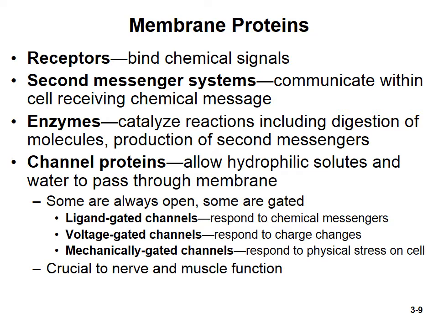You also have voltage-gated channels that respond to charge changes. For example, a positive charge will go to a negative charge, or a negative charge will go to a positive charge. When you have the voltage-gated channel, it's just a change in voltage across the membrane. This is called an action potential. So you have this electrical potential, or electrical current, and there are two ions we're going to talk about that use voltage-gated channels, which are sodium and potassium.